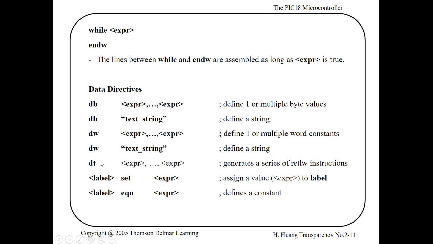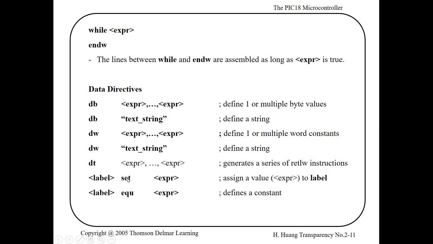There are several data directives. We will start off with set and EQU. Now set has this particular format. It requires a label, and you can set that label to a particular expression. Likewise, EQU, equals, you can have a label, then equate it to a particular expression.